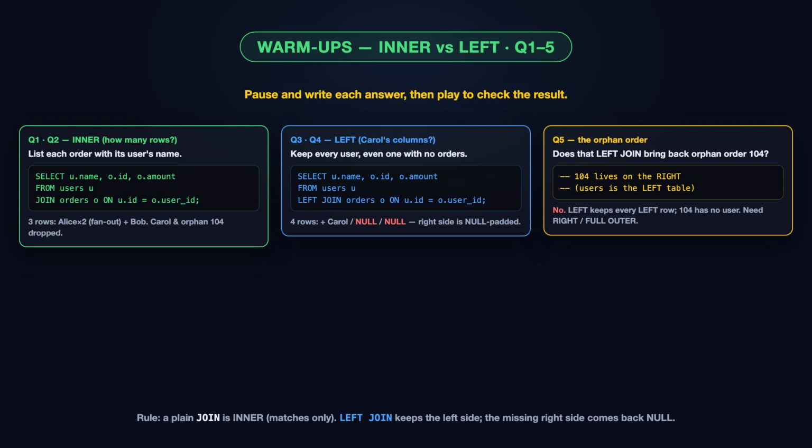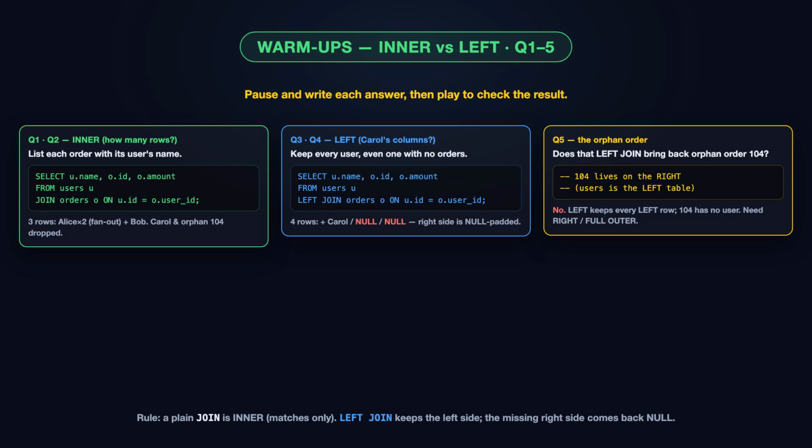Question 2, how many rows does that return, and why isn't it 3 or 4? Pause. 3 rows. Alice matches 2 orders so she appears twice, that's fan out, 1 user becoming many rows. Bob appears once. Carol has no order and order 104 has no user, so both are dropped. Only rows matched on both sides survive.